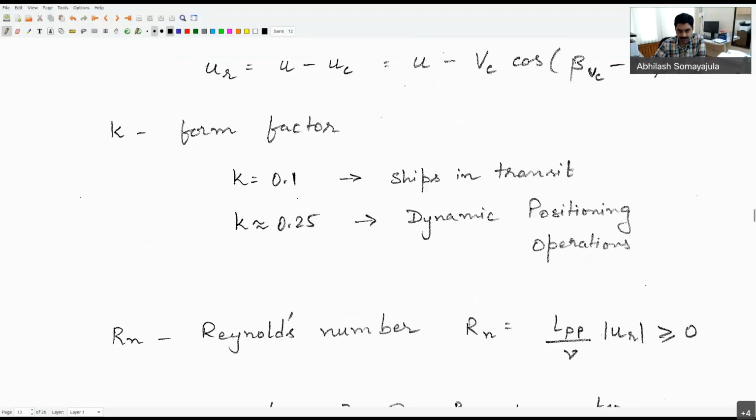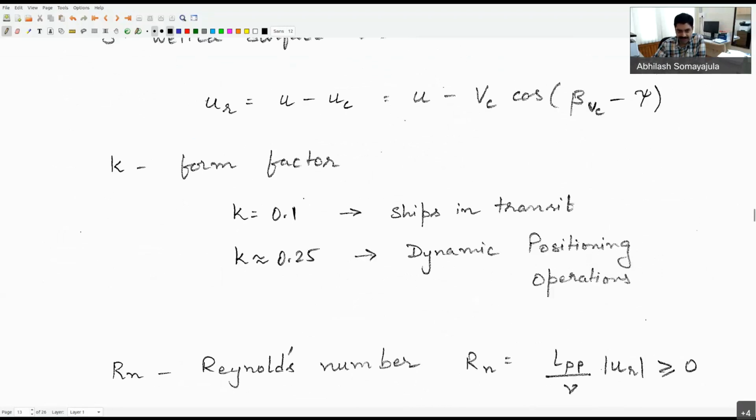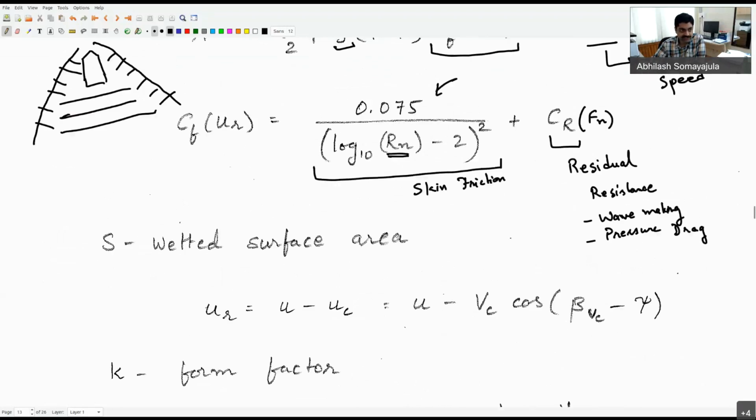Okay, now typically this so-called form factor. Sir, what is the difference between this radiation damping and wave making resistance?